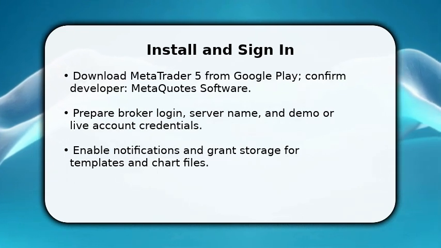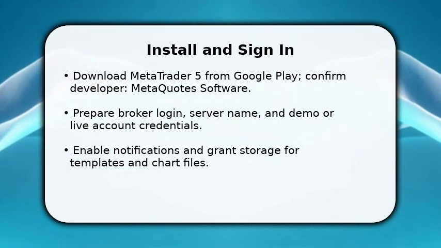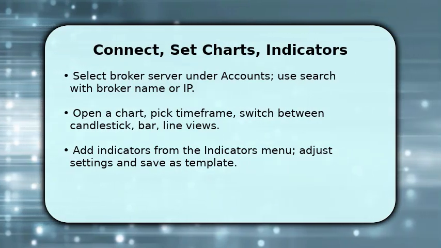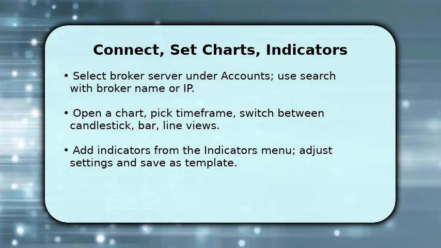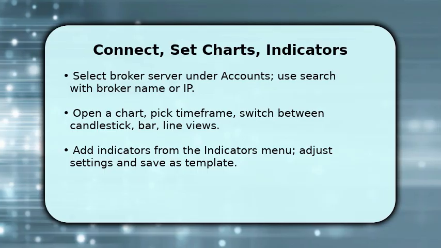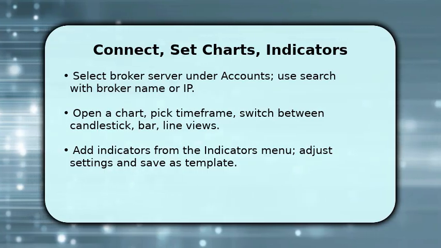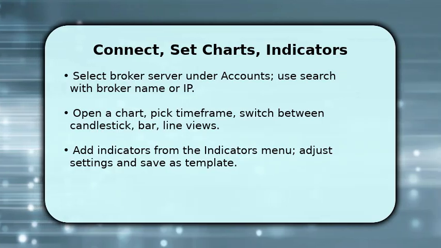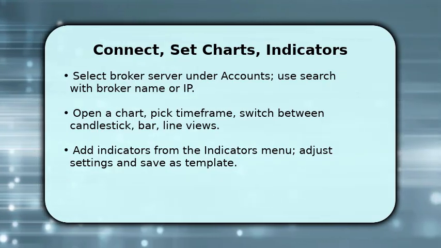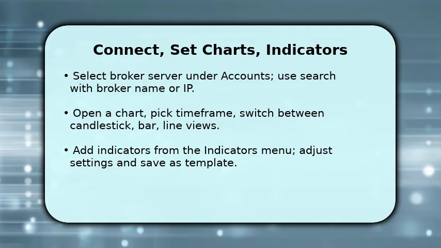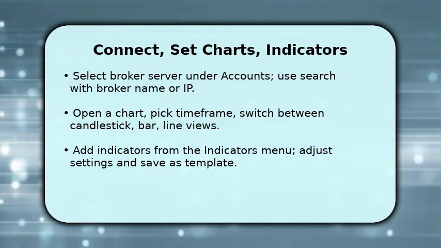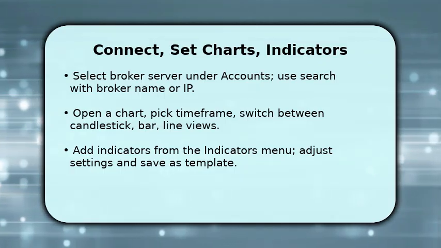You now connect to your broker and configure charts because that's where decisions happen. Tap Accounts, find and select the broker server, then log in. Connection bars show status. Next, open a market chart, pick a time frame, and change chart type for clarity. Add indicators like moving averages or RSI, tweak periods to match your strategy, and save the layout as a template. Once your charts and indicators are set, you'll read price action more reliably and prepare for orders.